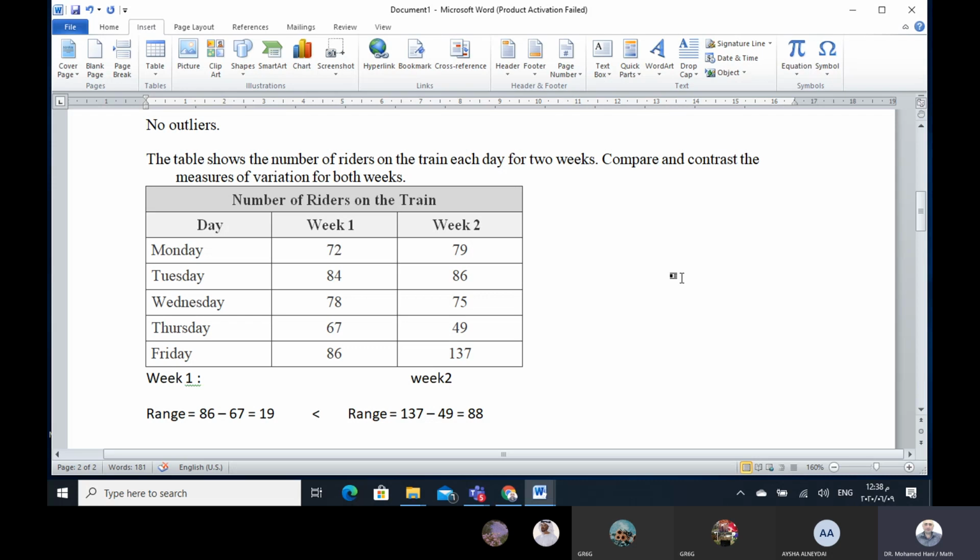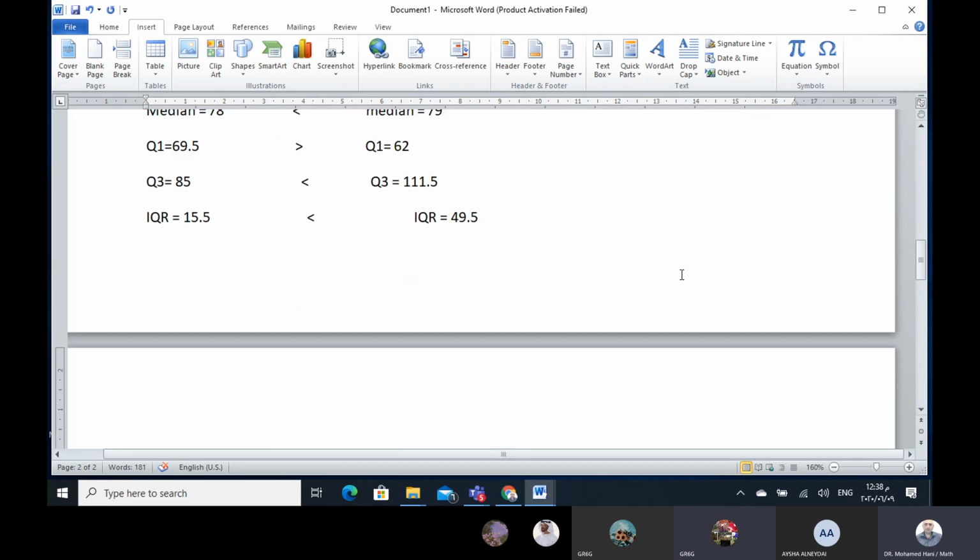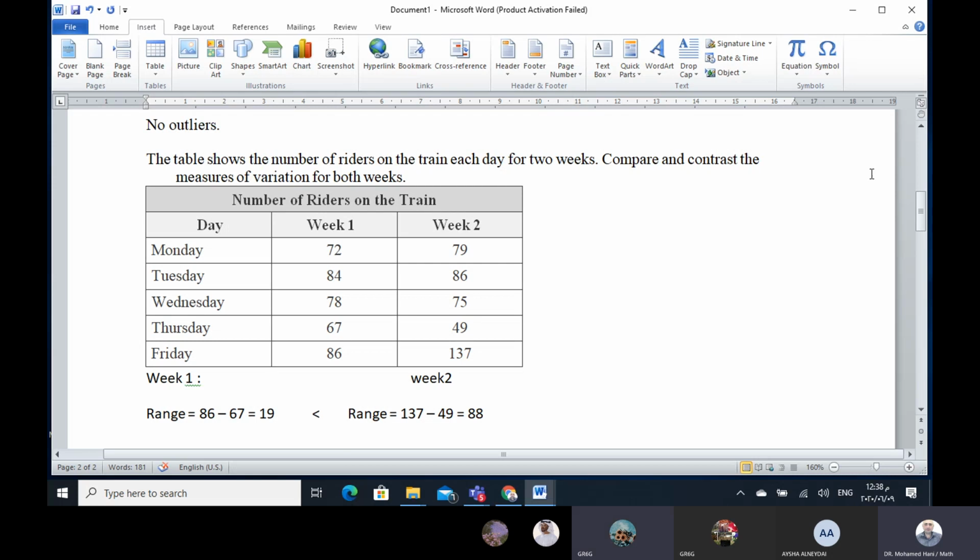Who has a question? Any question for the two examples? No. It's clear for all? Yes. Let us take attendance now.